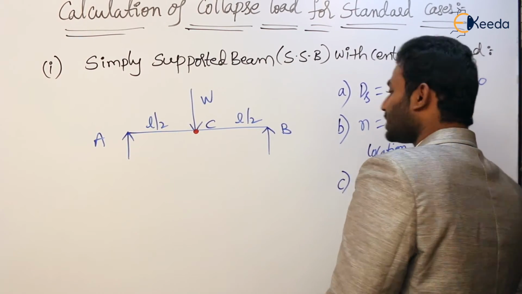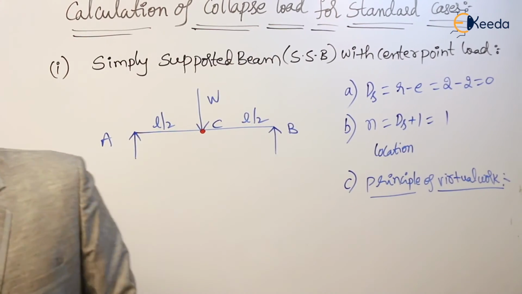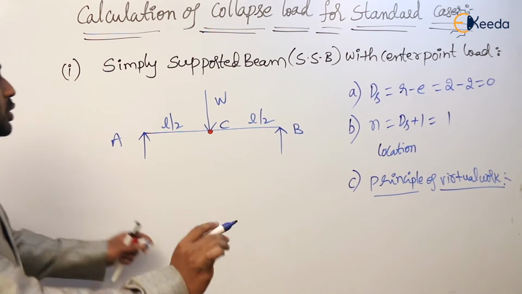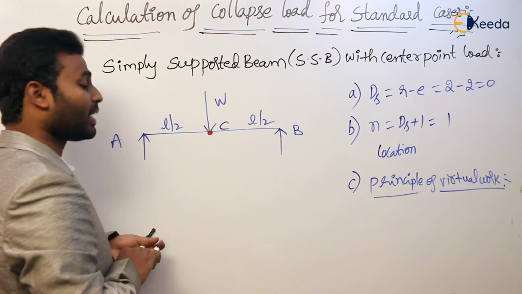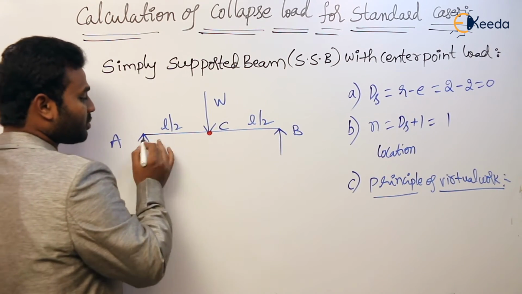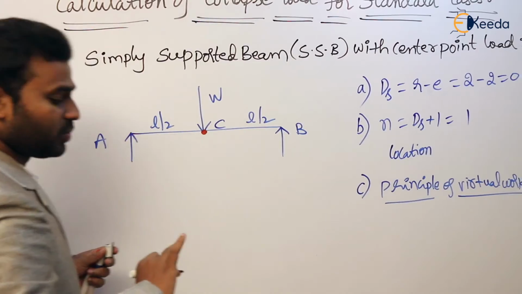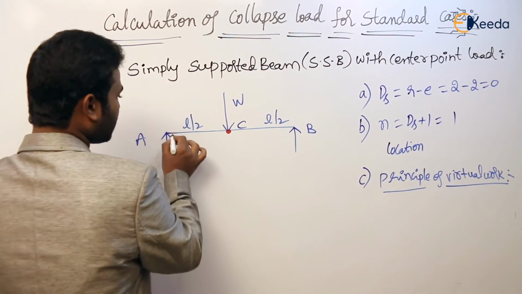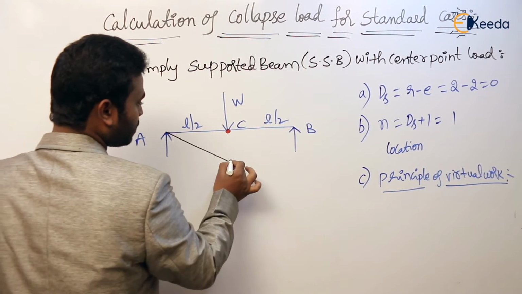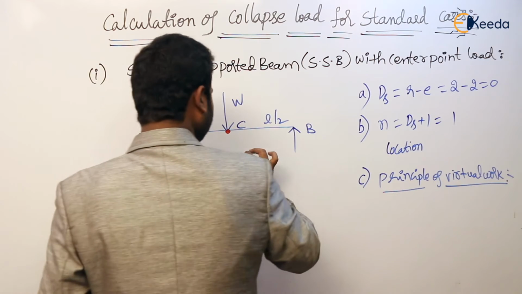So the principle of virtual work is nothing but the summation of external work done is equal to the summation of internal work done. After forming the plastic hinge, it can form a mechanism. So how can the mechanism form? The mechanism is nothing but rigid body translation or rotation. So for this case, the mechanism will be like this.